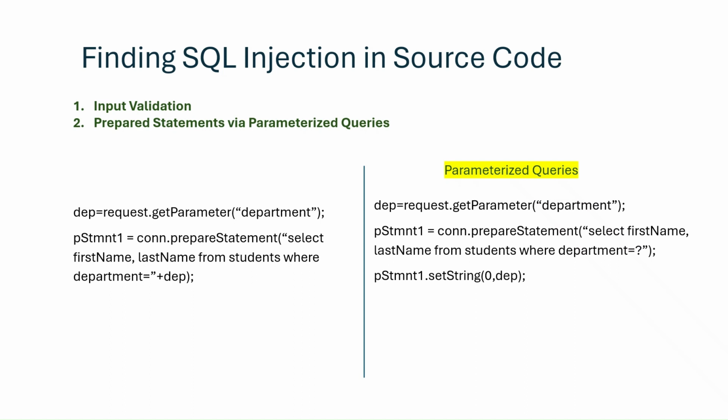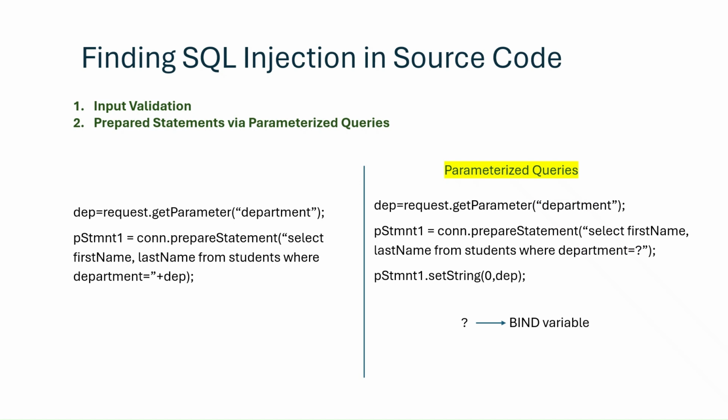On the right side, what you see is the query being enclosed within connection.prepareStatement, but instead of having a plus operator and the department value being appended towards the end, we have a question mark. The question mark here is called the bind variable, and when the application and the database engine see a bind variable, it inserts the actual value as text in place of the bind variable.